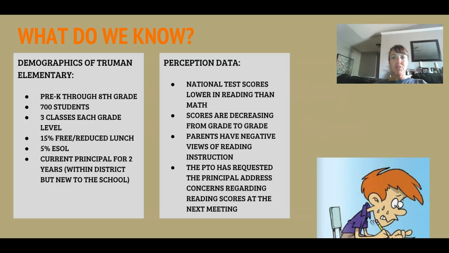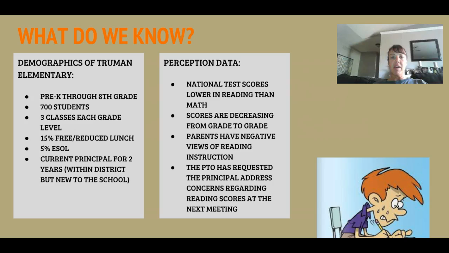What do we know about Truman Elementary School? The demographics are pre-K through 8th grade, 700 students with 3 classes at each grade level with the exception of pre-K. 15% of students are receiving free and reduced lunch, 5% are ESOL, and the current principal has been there for 2 years. Within the district, he is not new, but he is new to the school.